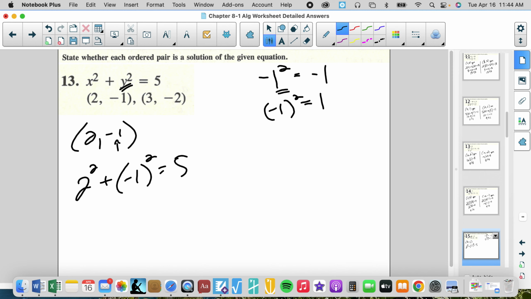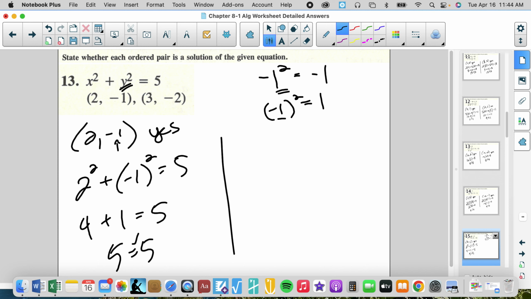So notice the difference of answers. And we want to square -1, not 1. So this is 4 plus 1, because -1 times -1 is 1, and 5 equals 5. I got that without doing it. Well, you notated it incorrectly. So make sure that you are writing that correctly.